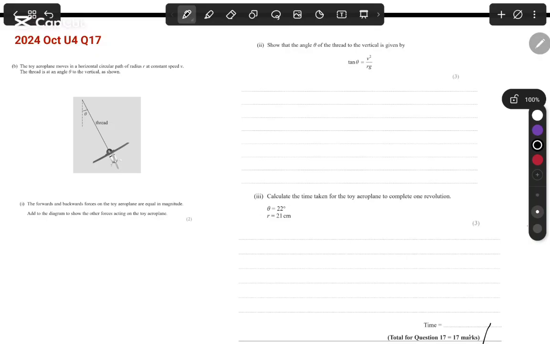Welcome back to another exam walkthrough. We're going to be going to 2024 October, Unit 4, Question 17, Part B. So you can pause and try the question and then I'll solve it.